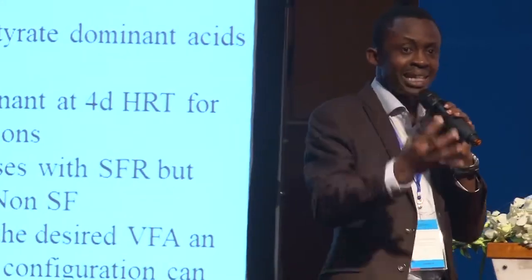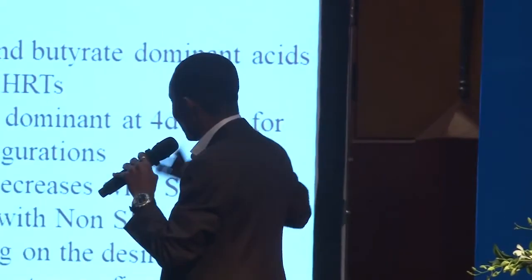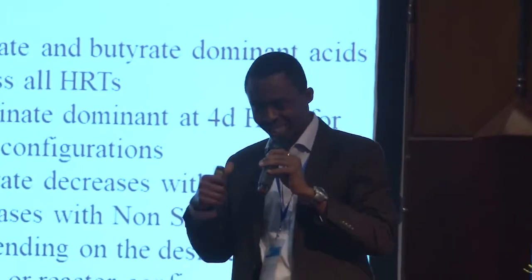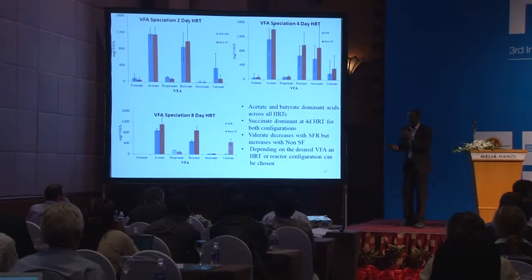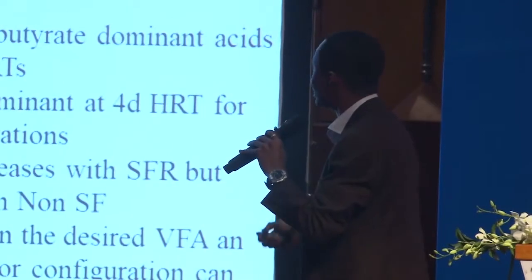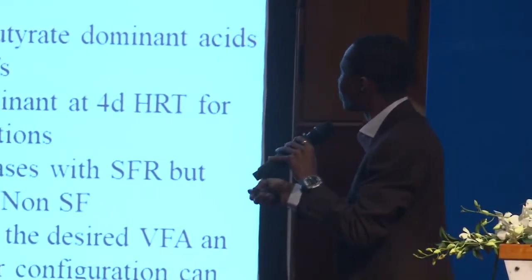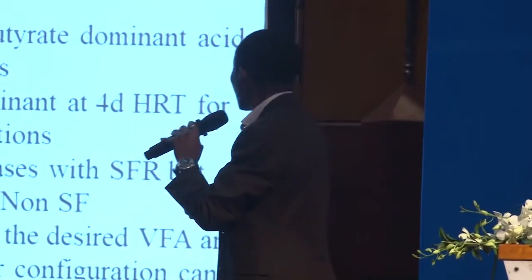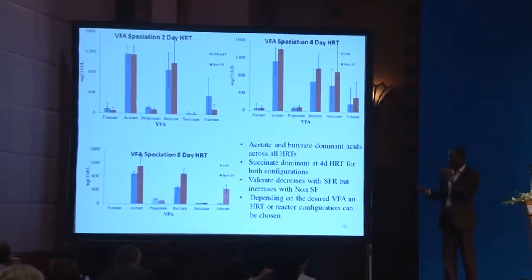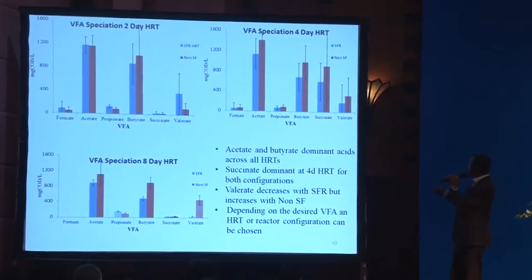Now, it's not just about the total volatile fatty acid that is produced. We can also go beyond that and look at the specific acids that are produced. So here, I'm looking at volatile fatty acid speciations for the step feed and non-step feed reactor systems and for the different HRTs. What really stands out is that for all HRTs, acetates and butyrates are the dominant acids.